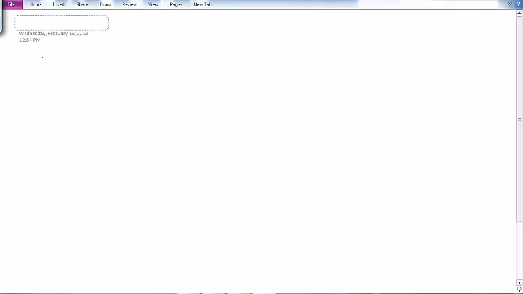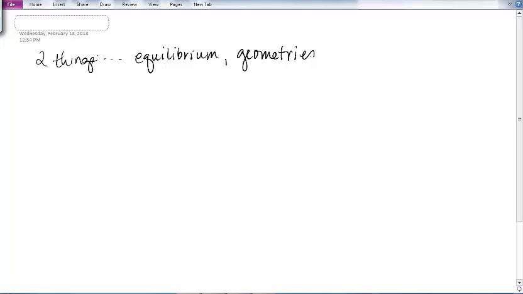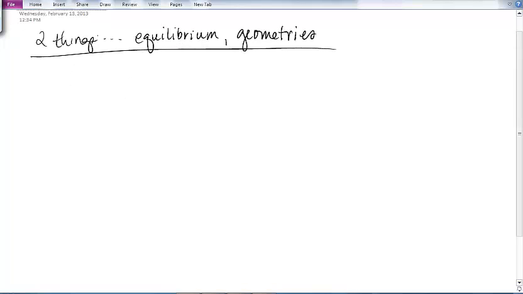Guys, welcome back. We are going to talk about two things today, or tonight, I guess is when you're actually watching it. We need to talk about equilibrium. Oh yeah, we're not actually done with it. Nice try though. So we're going to talk about equilibrium when we're looking at complex ions, and we also want to look at geometries. What are the shapes of those complex ions? So those are the two things.